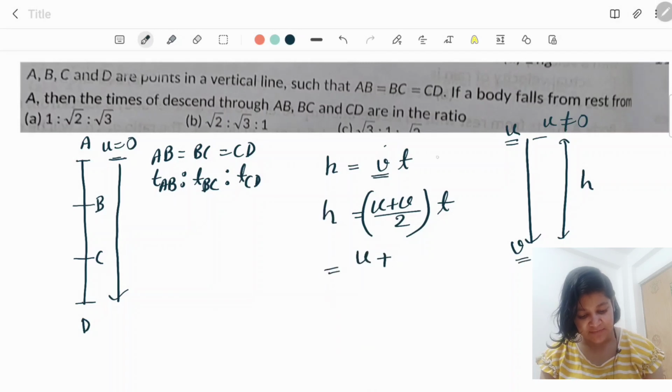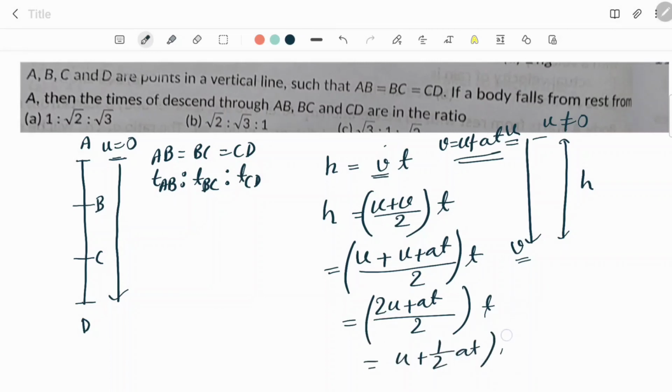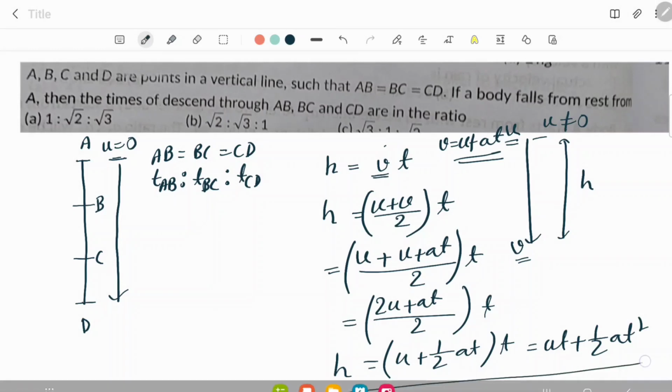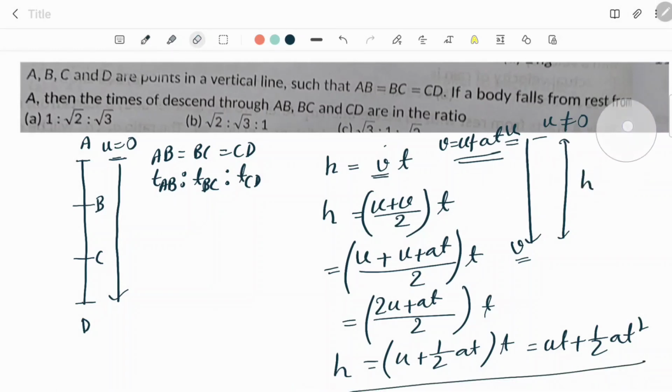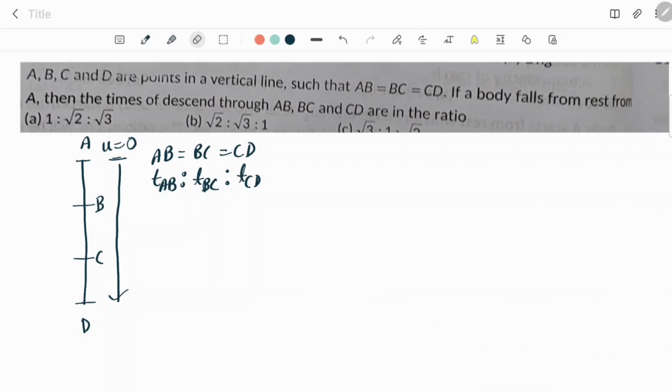Now we can replace v using our formula. If the initial velocity was u and the particle is accelerating at a rate of a, then this becomes (u plus at) plus u by 2 into t, or (2u plus at) by 2 into t, or this becomes u plus half at into t. That comes out to be ut plus half at square. So s or h is equal to ut plus half at square. This is another formula that we are going to remember for solving the problems in kinematics.